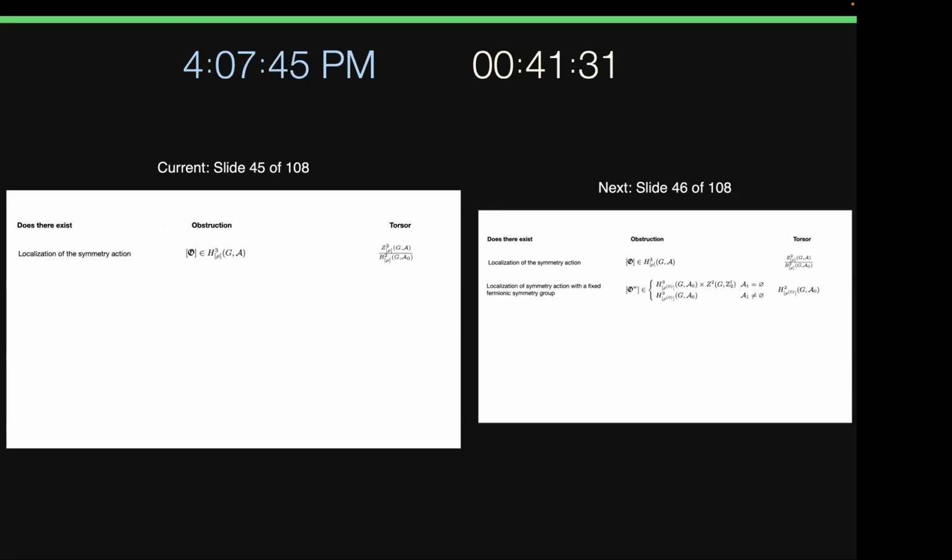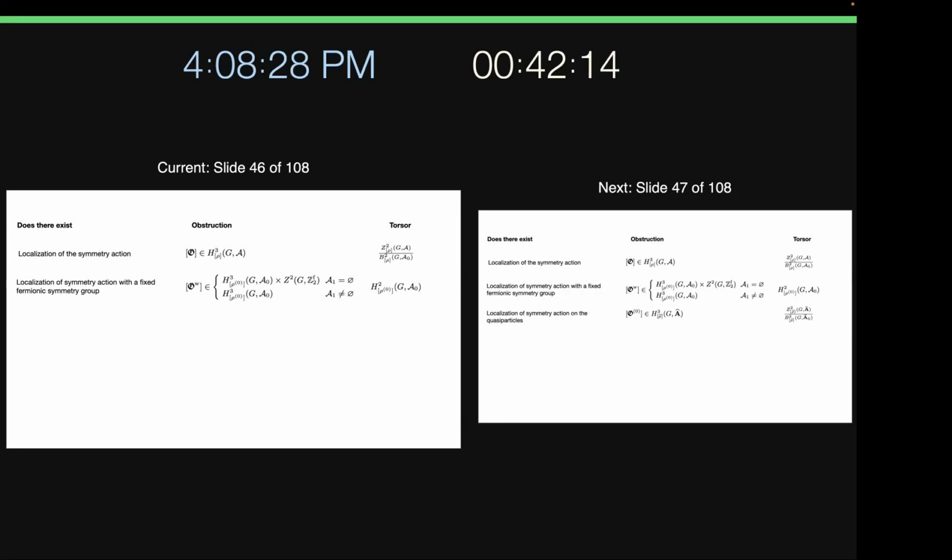All right. So what one finds is, when you go through this classification, there are many questions you can ask, which all have the same flavor. Can we take a symmetry action on something and extend it to something else? So the game of this slide will be to ask whether there exists a symmetry action on something and does it extend to something else? Okay, so the first step is the one we just looked at. Does there exist a localization of the symmetry action? The corresponding obstruction lives in H3 of GA, and the torsor is shown on the right-hand side.